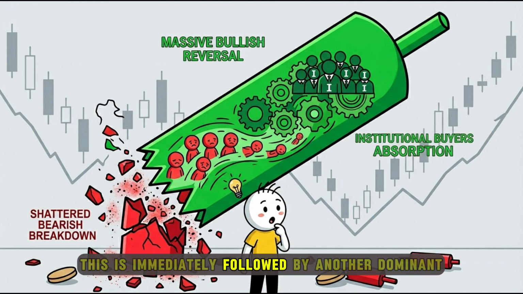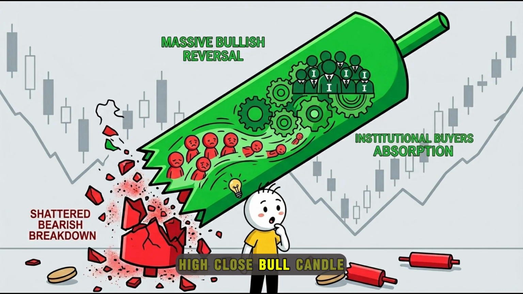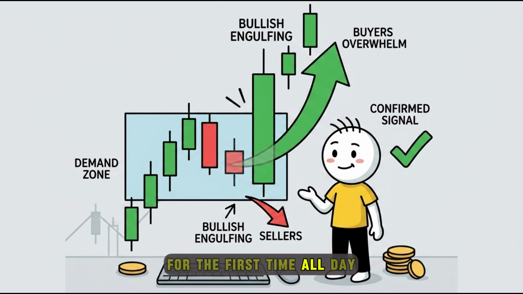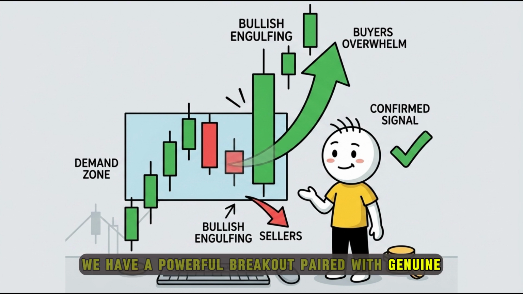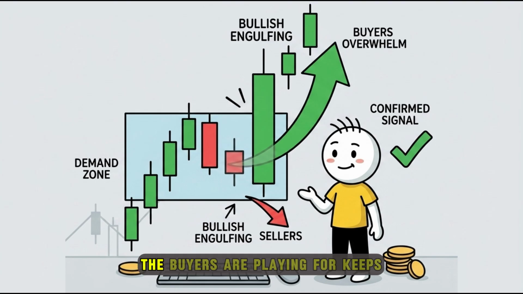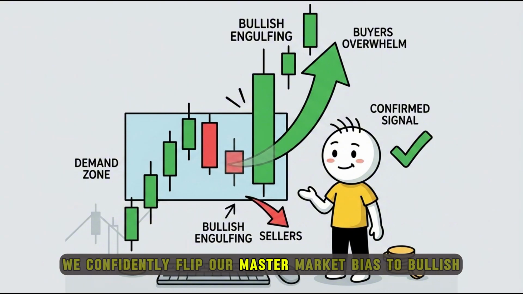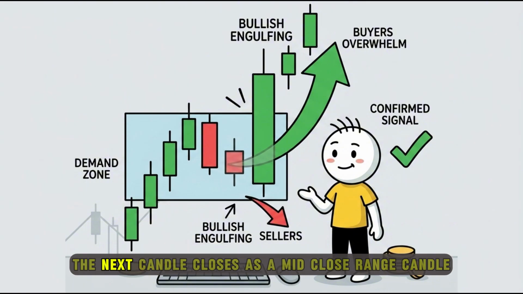This is immediately followed by another dominant, high close bull candle. For the first time all day, we have a powerful breakout paired with genuine back-to-back follow-through. The buyers are playing for keeps. At this exact moment, we confidently flip our master market bias to bullish. The next candle closes as a mid-close range candle.